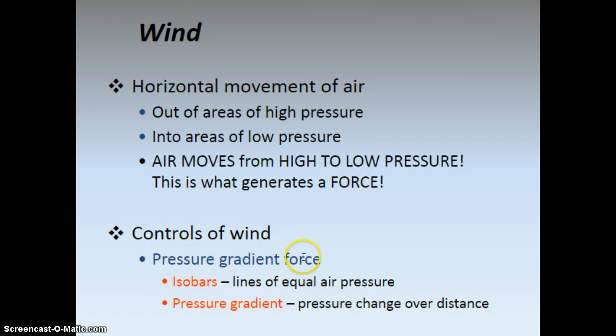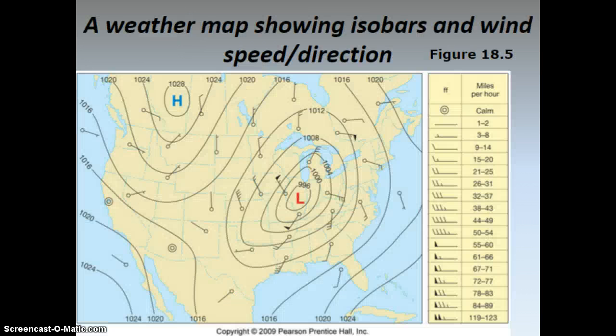Well, it's called pressure gradient force, or PGF, and it is measured by isobars. These are the lines of equal air pressure. A pressure gradient is simply the pressure change over some distance, and we can measure and quantify that. The greater the pressure gradient force, the stronger the winds.